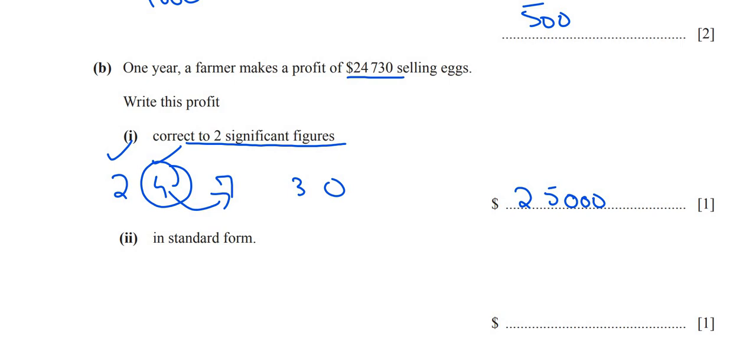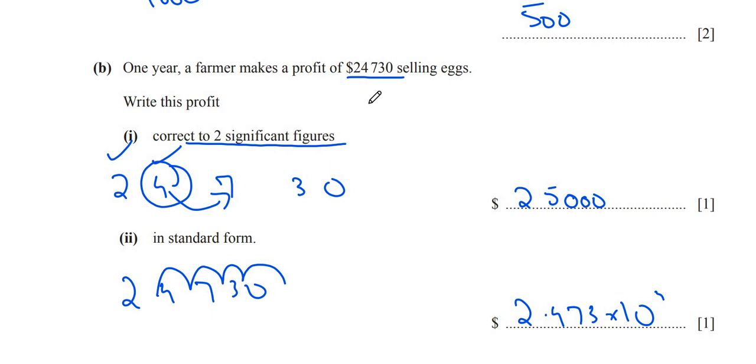Okay, moving on to part B. It says write this in standard form. So look, 24,730. We have to write this in standard form. 1, 2, 3, 4. We go 4 decimal places back. So this becomes 2.473 multiplied by 10 raised to power 4.